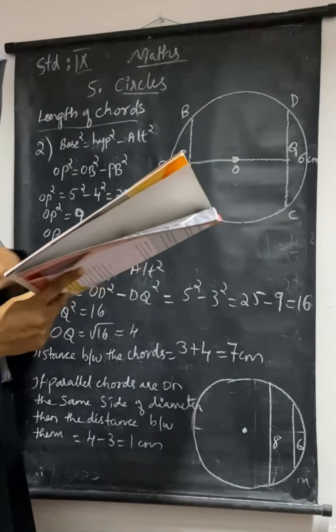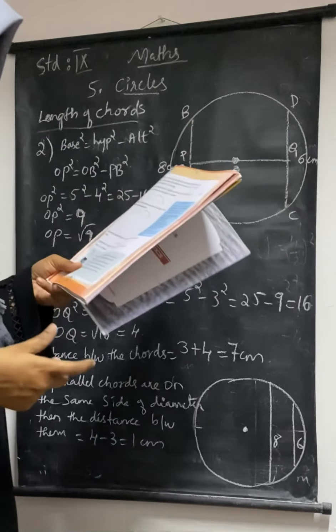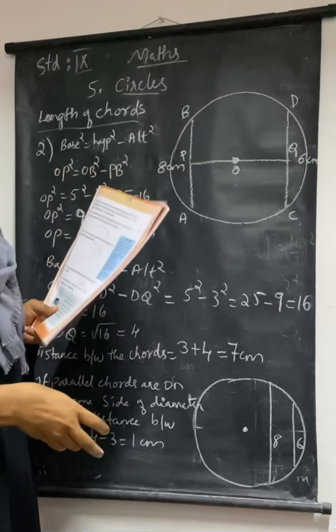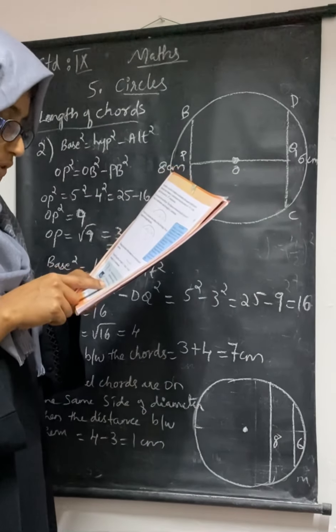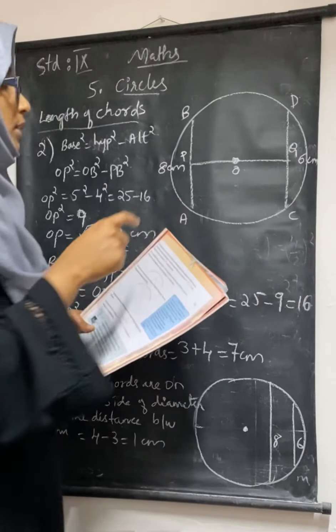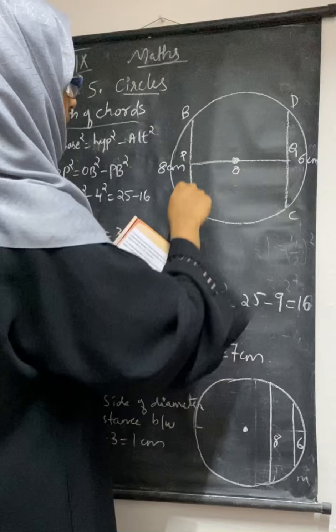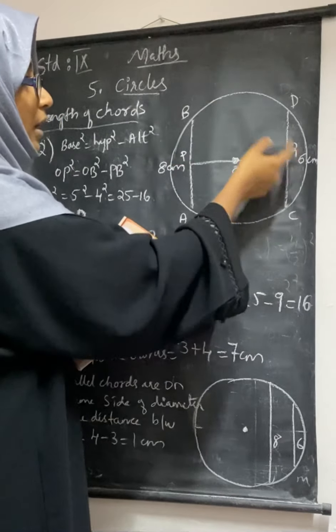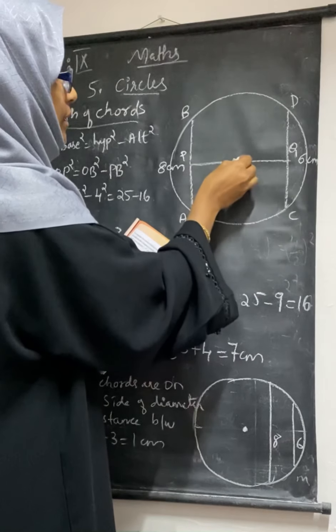Page number 73, second question we'll see. In a circle of radius 5 centimeter. So you have a circle of radius 5 centimeter. Two parallel chords of the length 6 and 8 centimeter are drawn either side of the diameter. So you have the two chords, one is 8 and the other 6 centimeter, on either side of the diameter. So this circle's radius how much?